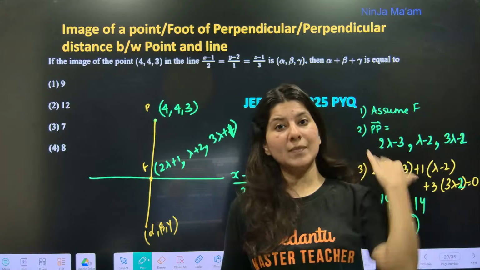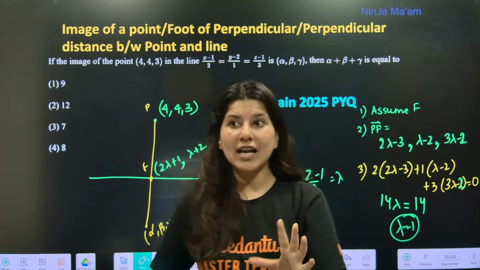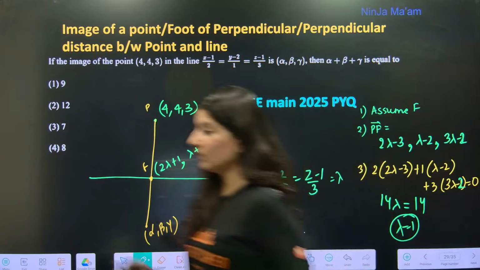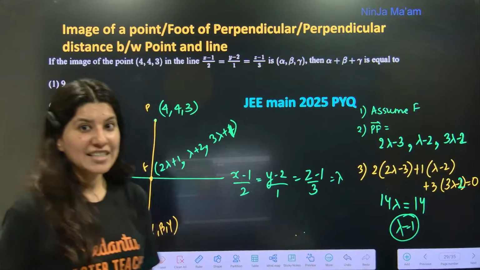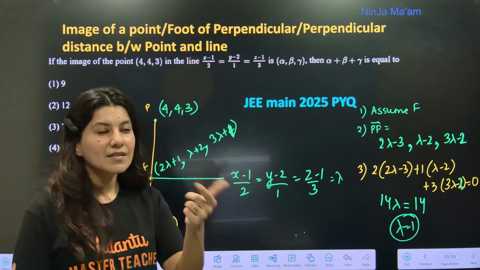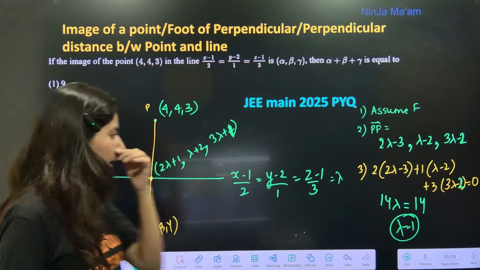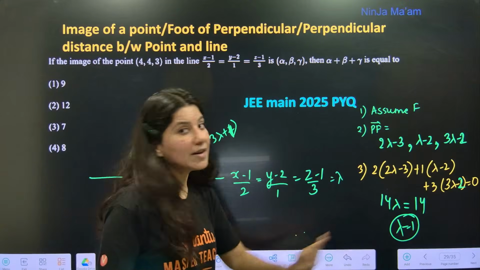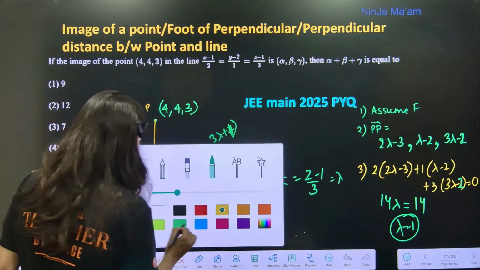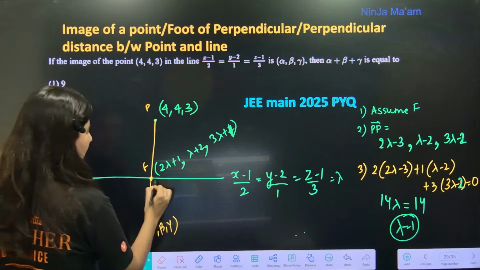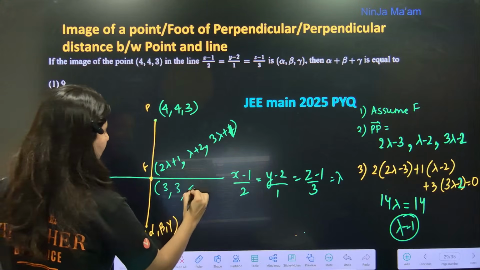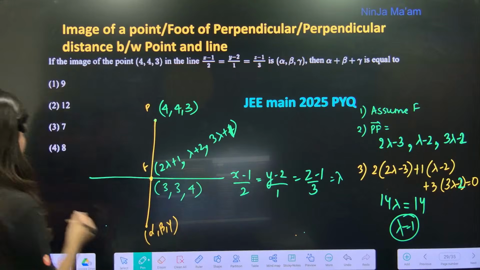Usually lambda will be a very simple value, either 1 or minus 1 or 2 or minus 2. If not, then recheck it. And if in rechecking you are getting lambda as a random value like 12 by 13, then you have very bad luck. But usually let's pray that lambda should be very easy. Now the moment lambda is 1, F is right here: 3, 3, and 4.